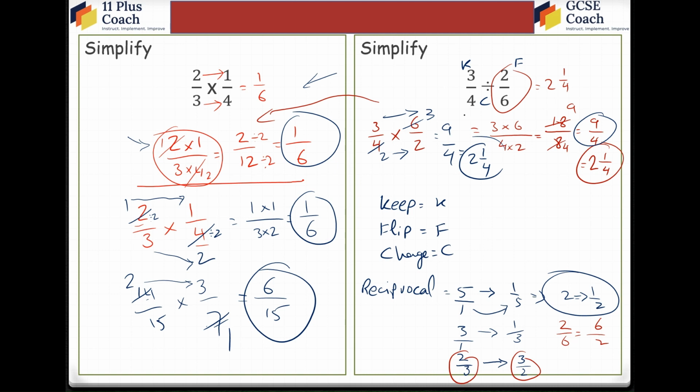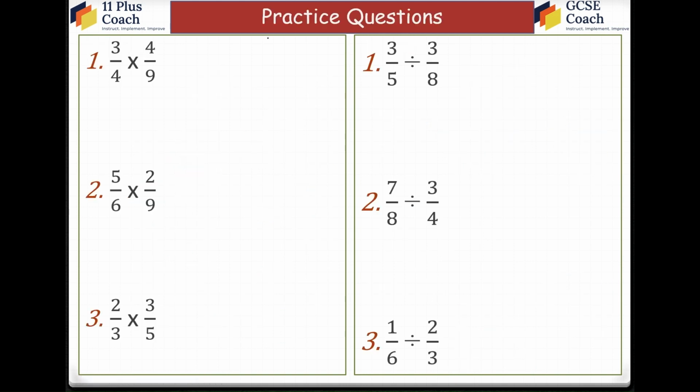So KFC is the way to divide fractions. Keep the first, flip the second, and change the symbol to multiply, and then times across, because timesing fractions is a lot easier than dividing or even taking away and adding. Hopefully that made some sense. What I have here is some questions for you to have a go at. So when you're ready, pause the video and have a go at these questions.